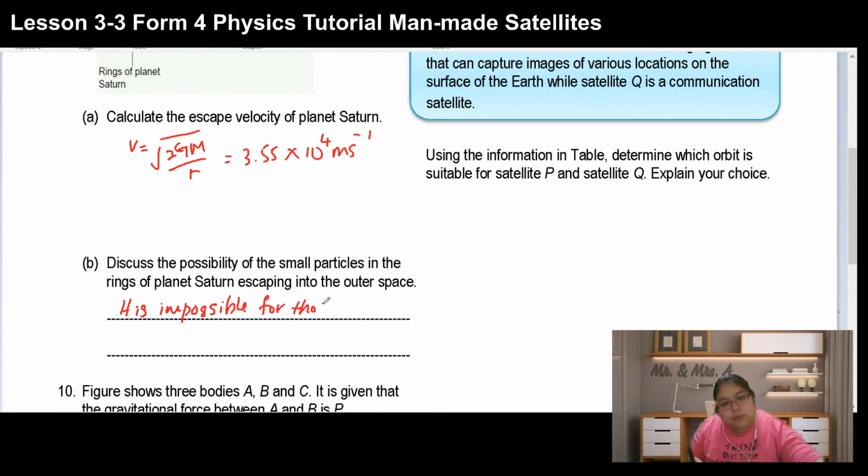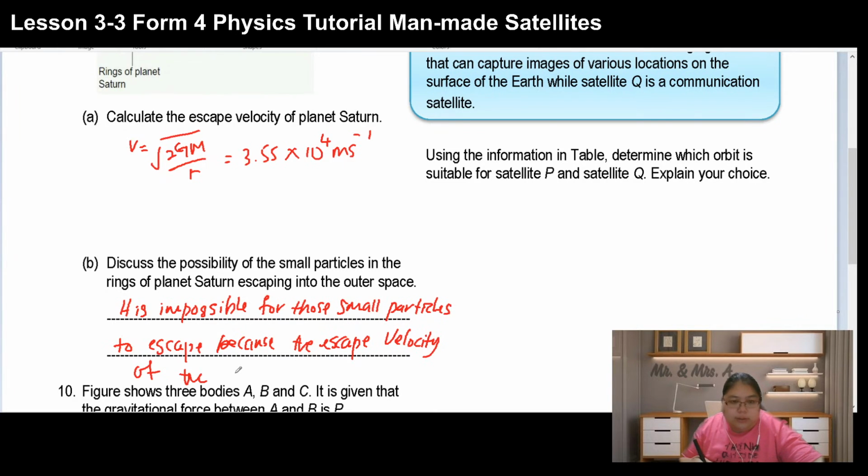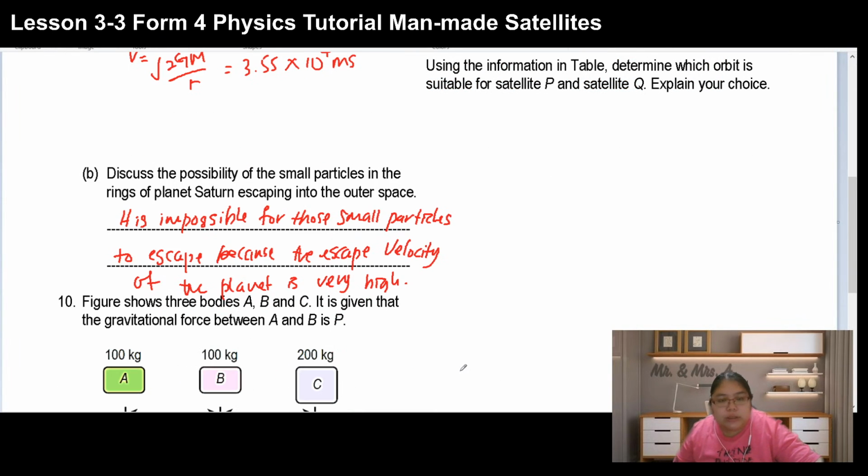For those small particles to escape, because the escape velocity of the planet is very high. You need to be high enough, so that means the particles, they just move around and they also cannot escape to space.